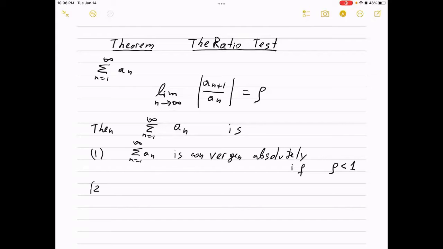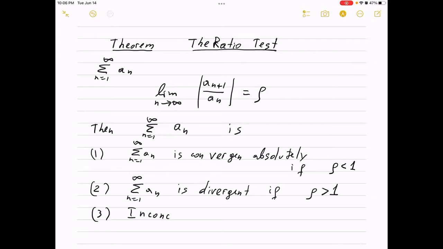Second case, our series is going to be divergent when rho is big, if rho is bigger than 1. In the third case, inconclusive: we cannot say whether the series is convergent or divergent, when rho is exactly 1. So we have three possibilities.